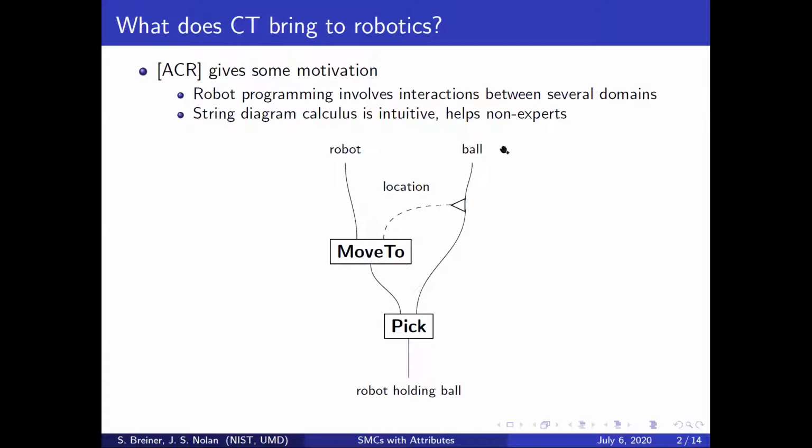So just to go through this string diagram right here, we're going to be reading string diagrams from top to bottom. This gives a basic plan for a robot to pick up a ball. So we start out with a robot object and a ball object, and then we somehow figure out the location that the ball is in. We tell the robot to move to that location, and then we tell the robot to pick up the ball, and we end up with a robot holding a ball.